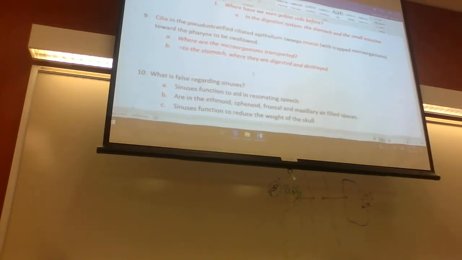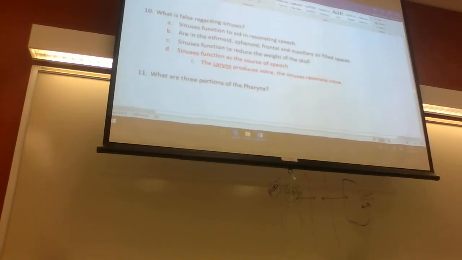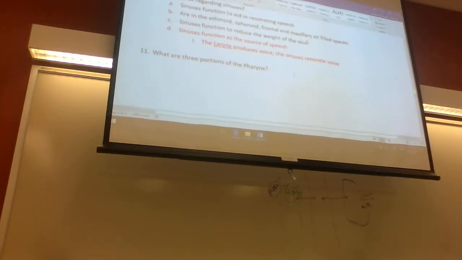So cilia in the pseudostratified ciliated epithelium sweeps mucus, and mucus has trapped microorganisms in it. Microorganisms are like germs, so mucus traps them, but the cilia sweeps them toward the pharynx to be swallowed. Then when you swallow it, it goes down your esophagus to your stomach, where the microorganisms are destroyed because of all that hydrochloric acid. So that's nice. Cilia is awesome.